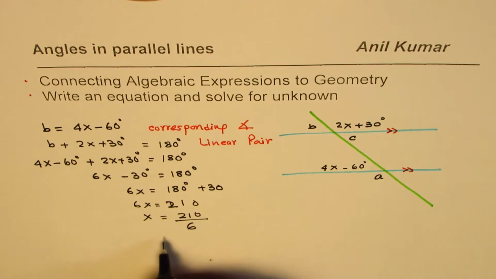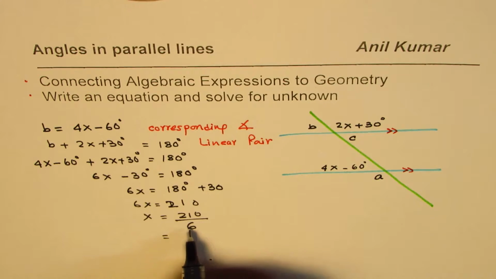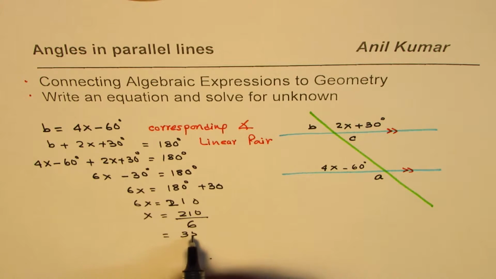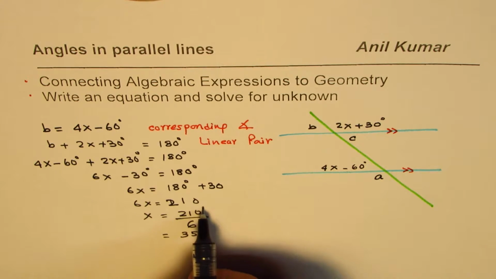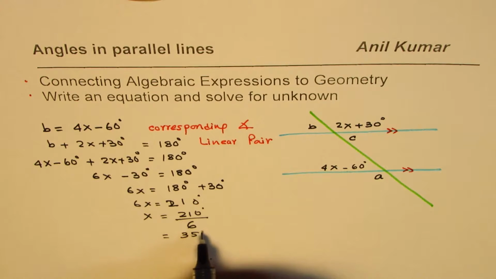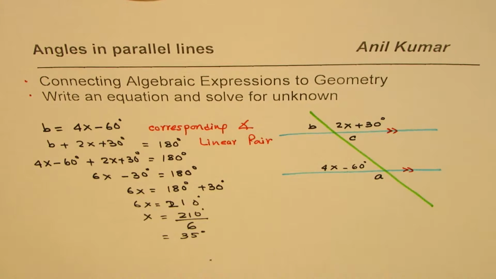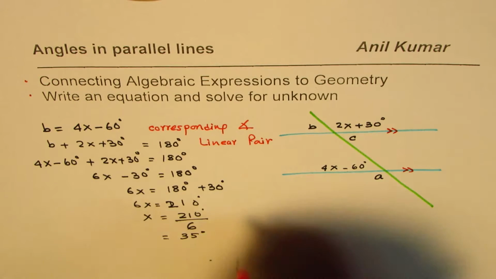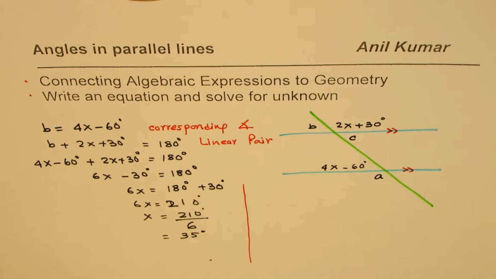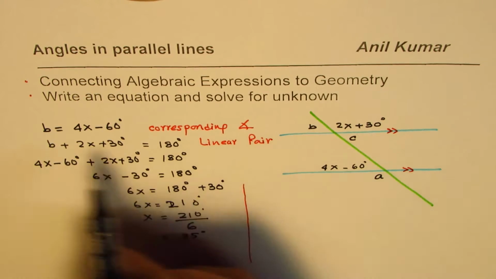So 210 divided by 6 will give you 6 times 3 is 18, and then 30, that means 5. So we get x as equal to, this is in degrees, right, 35 degrees. So the value of x is 35 degrees. That will help us to find all the unknown angles. So let's begin by finding angle B itself.